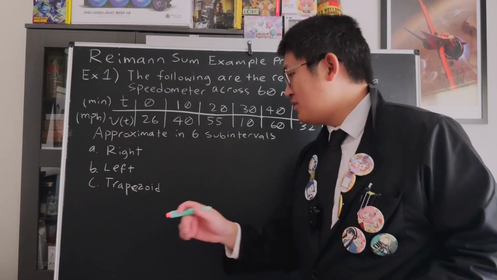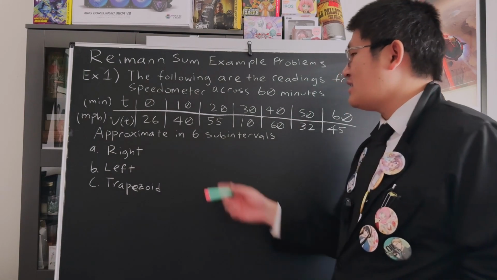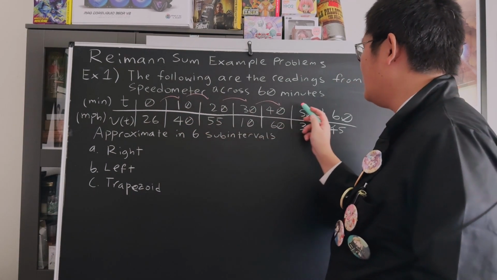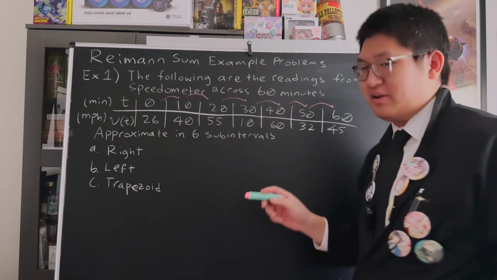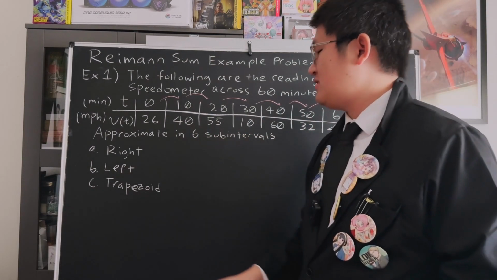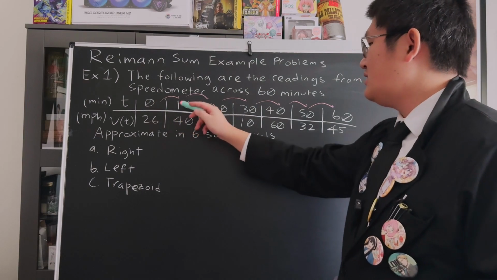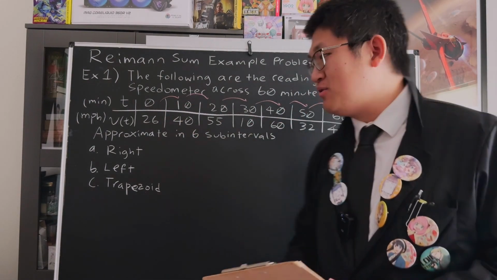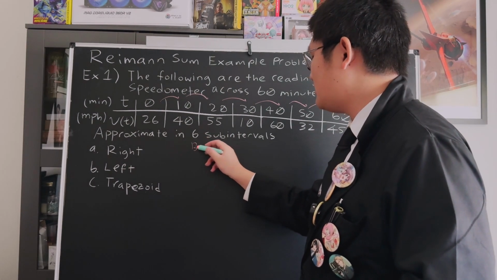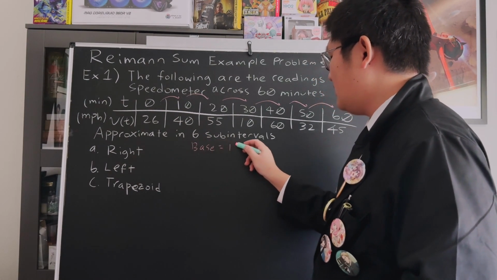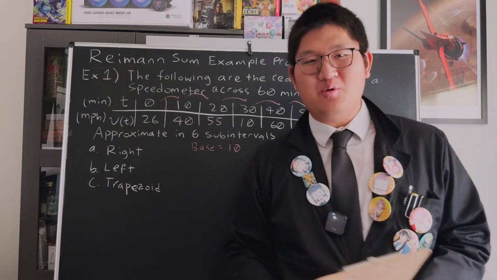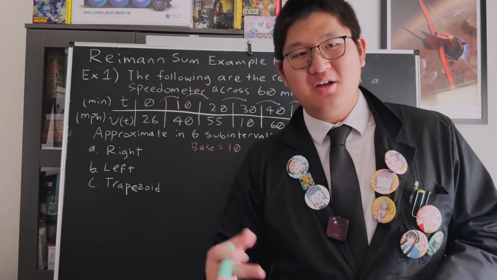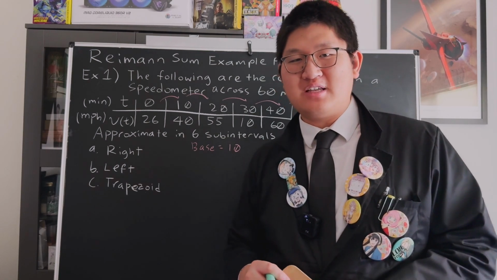All right, let's get right to it. Notice that for every 10 minutes, we are jumping over to the next data point. With six sub-intervals going from 10, 20, 30, 40, 50, and 60, those will be our 6 rectangles, each with a base of 10. That's good to know, since we don't need to worry about any other base sizes. It is simply one base across all 6 rectangles.